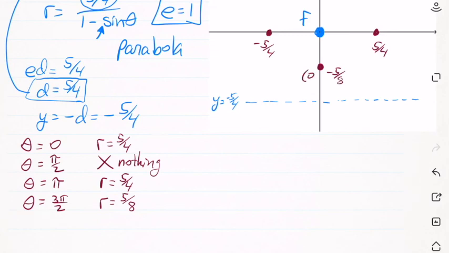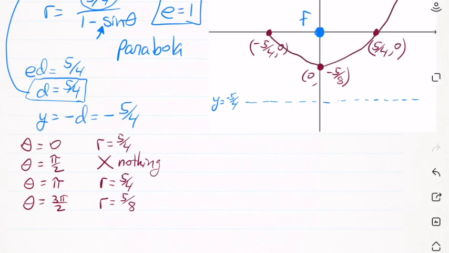So I'm going to be really explicit with that one. That is 0, negative 5/8. This is negative 5/40, and this one is 5/40. Now, given those 3 points, I can draw the parabola. So the parabola looks something like this.